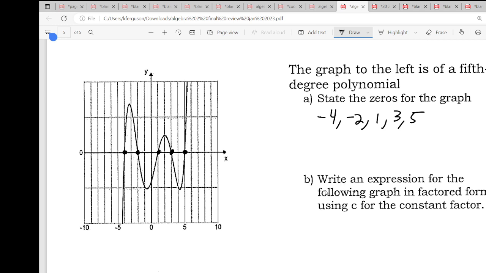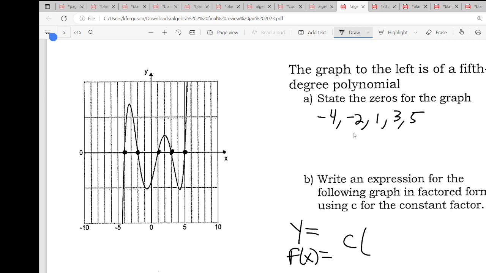All right. So now I'm going to write an expression for the graph in factor form using c as a constant factor. So what the heck does that mean? Well, I'm going to start with y equals, or f of x equals. Either one would be acceptable. You might want to say y because we're thinking of a graph, but you don't have to. Next thing I'm going to do is write c, because c is this constant that I don't know what it is. I need to know what that constant is.